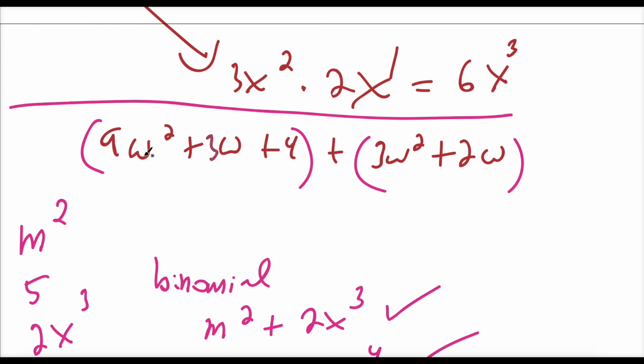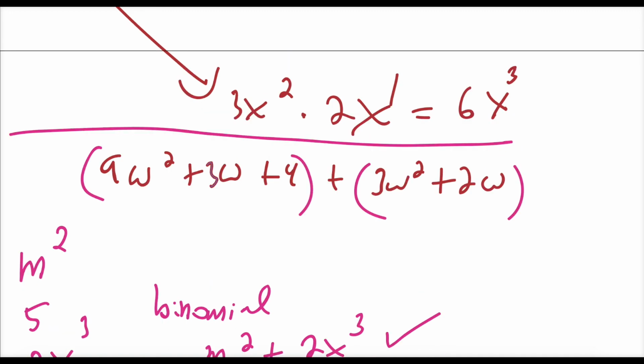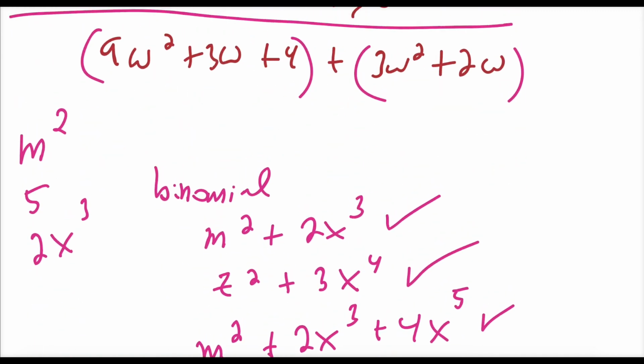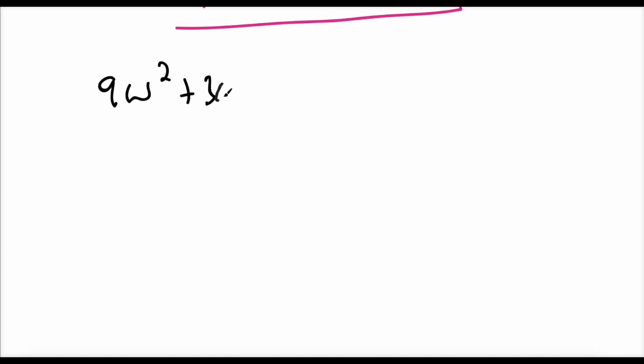Now remember this. If there's just a plus between all of them, the parentheses can just magically disappear. So it's the same exact problem you have there, but I don't have a minus sign in there. So what do I write if the parentheses just magically disappear? 9w squared plus 3w plus 4 plus 3w squared plus 2w. Perfect.